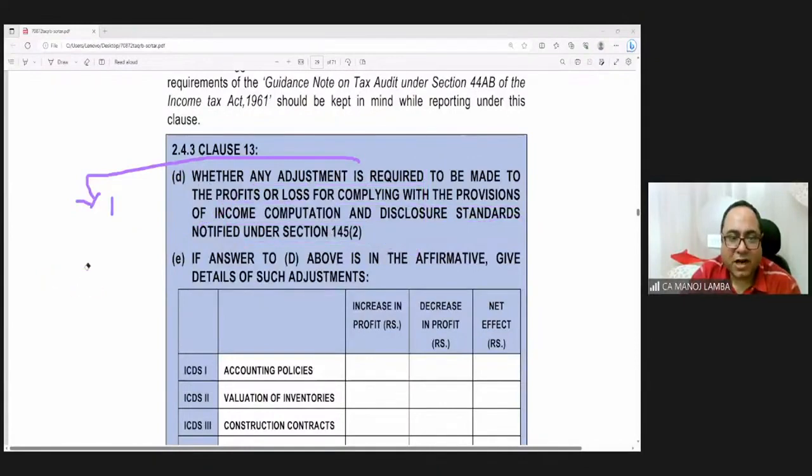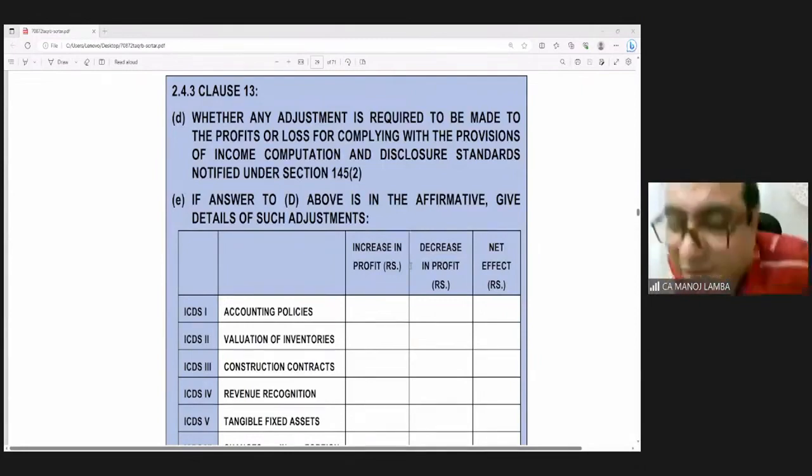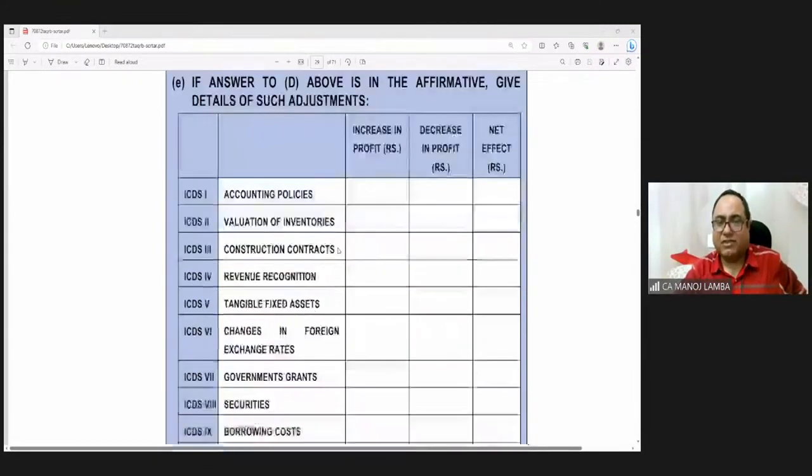So this is 13D, what to do? And 13E asks, if the answer to D above is affirmative, give detail of such adjustment. Then this is to be given. If the answer to D is affirmative, if you tick yes on D, then E is enabled. If you tick no on that, it remains disabled. But if you put yes here, only then E comes into the picture. If answer to D above is affirmative, give detail of such adjustment.